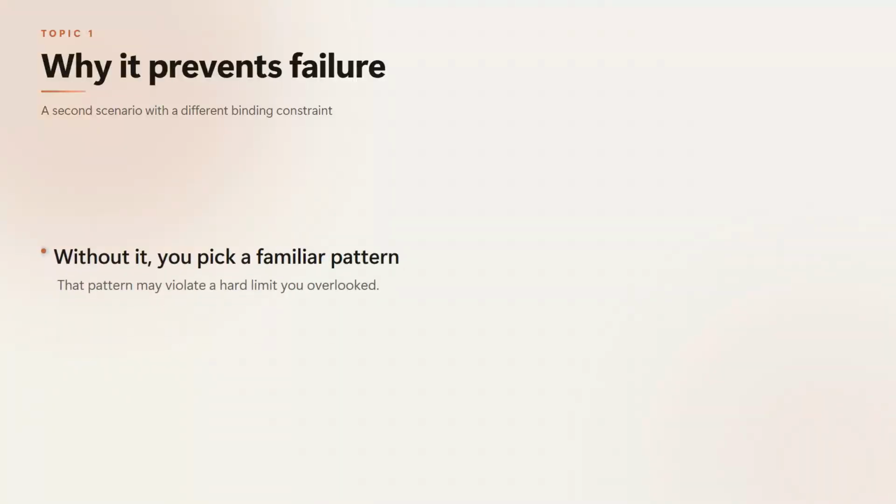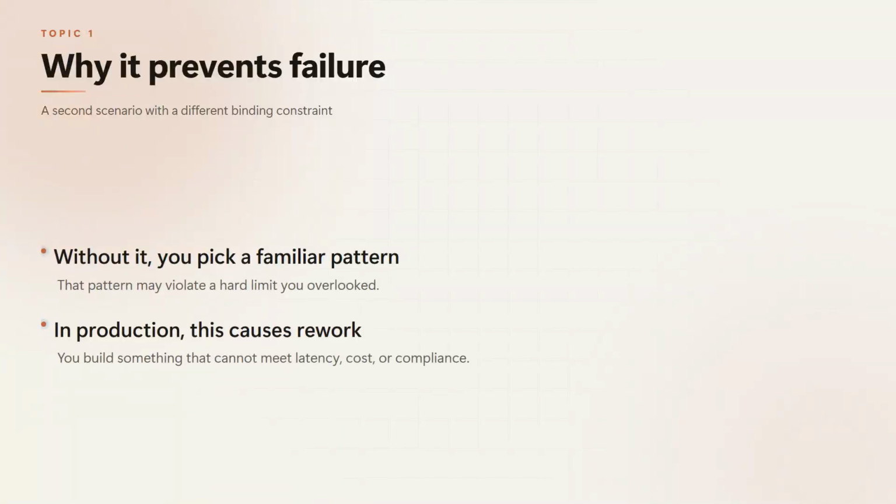Without scenario reading, architects pick the approach they are most comfortable with, not the one the situation demands. In production, that leads to systems that miss latency targets, blow cost budgets, or fail compliance audits. The cost is rework, missed deadlines, and eroded trust. This step prevents that by forcing you to name the constraint before you name the solution.